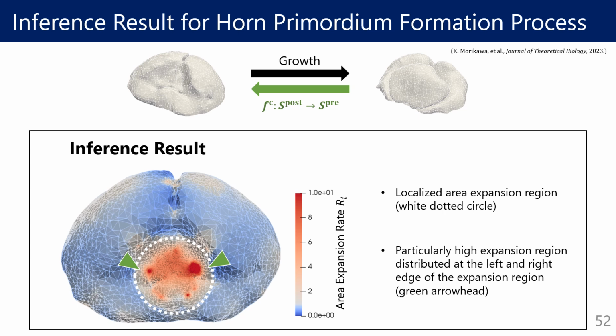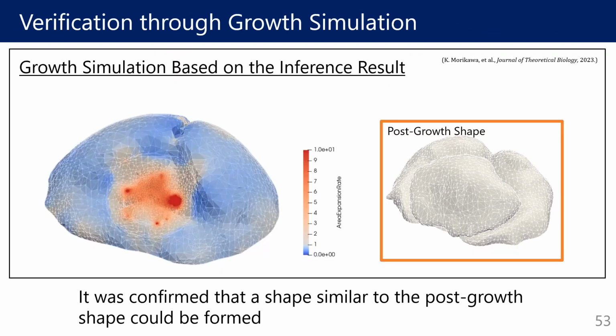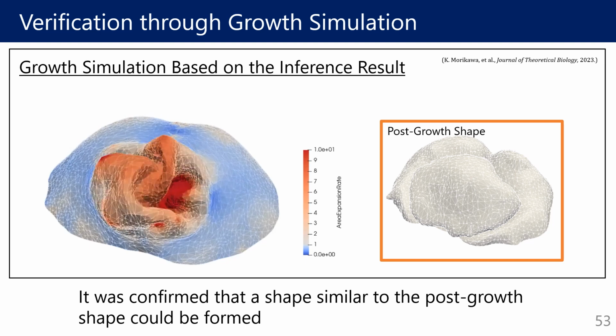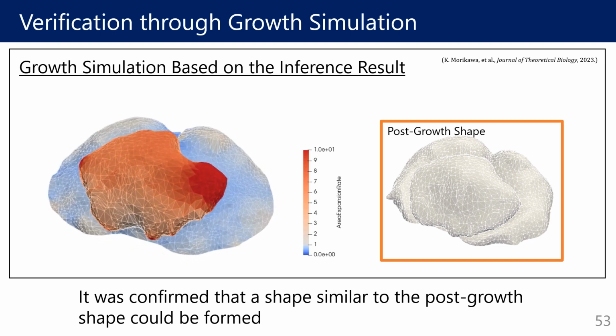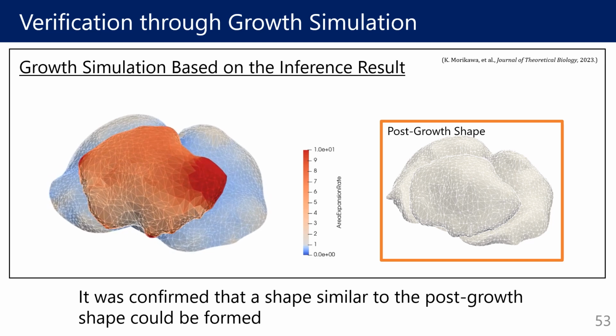For this growth process, our inference method produced this distribution. It suggests that localized concentrated areas of expansion are crucial for the formation of the mushroom shape. Furthermore, there are regions of particularly high expansion rates at the left and right edges of the expansion region. To verify that this area expansion rate distribution can indeed form the mushroom shape, we performed a forward growth simulation. This simulation confirmed that this expansion rate distribution could explain the mushroom shape.